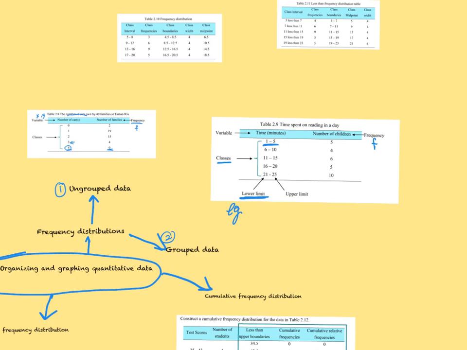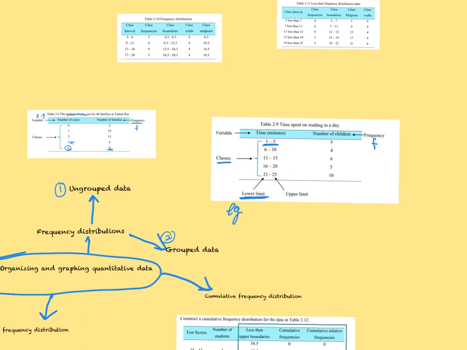And then we can see the number of children. So this is quite different from ungrouped data. For ungrouped data, there is no lower limit or upper limit. Okay, I hope it is clear for you guys.